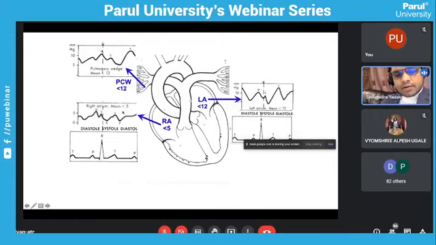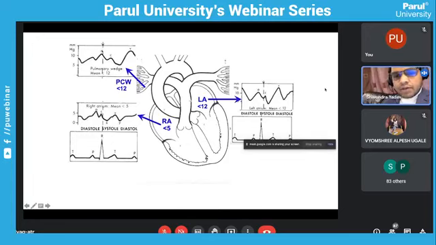Okay, the A peak is usually higher than the V peak. But the V peak is either similar to the A peak or a little bit higher than the A peak in the left atrium. Okay, this is a very important point. And this is a very important question in any of the competitive exams as well, to identify the pressure, whether this is left atrial pressure or right atrial pressure.